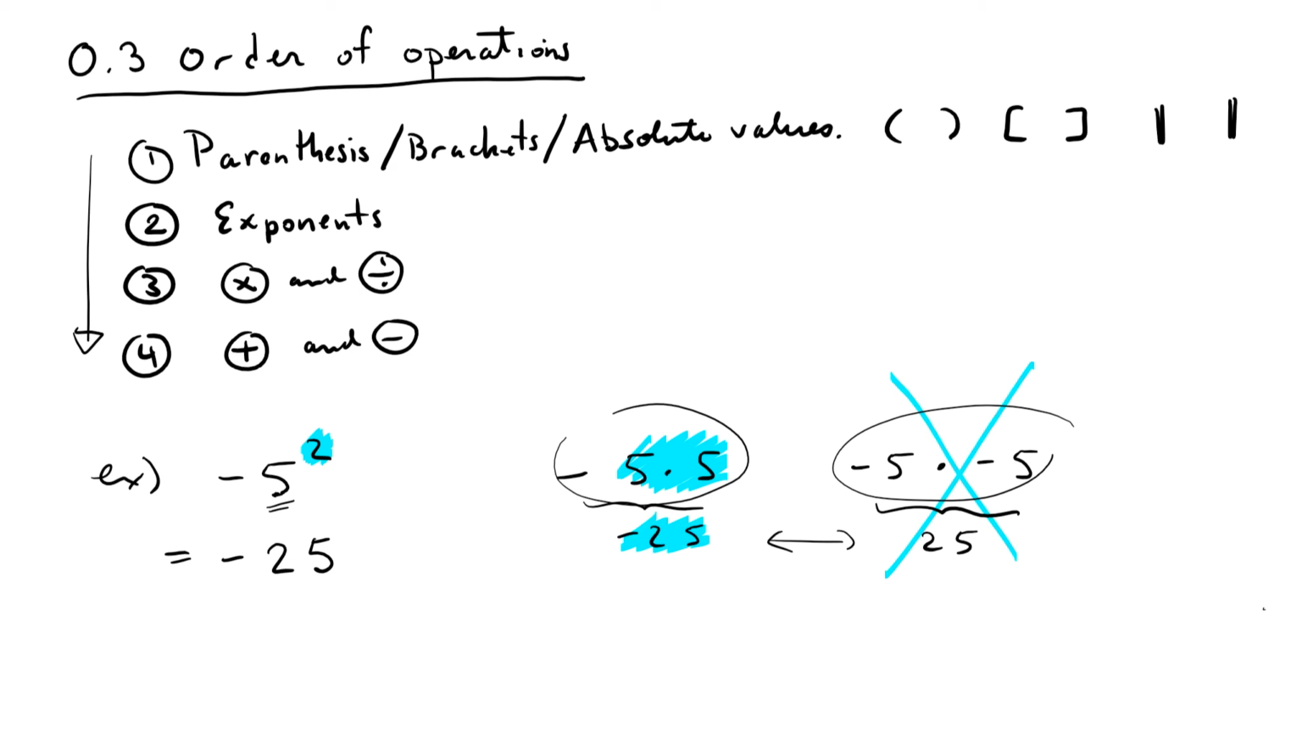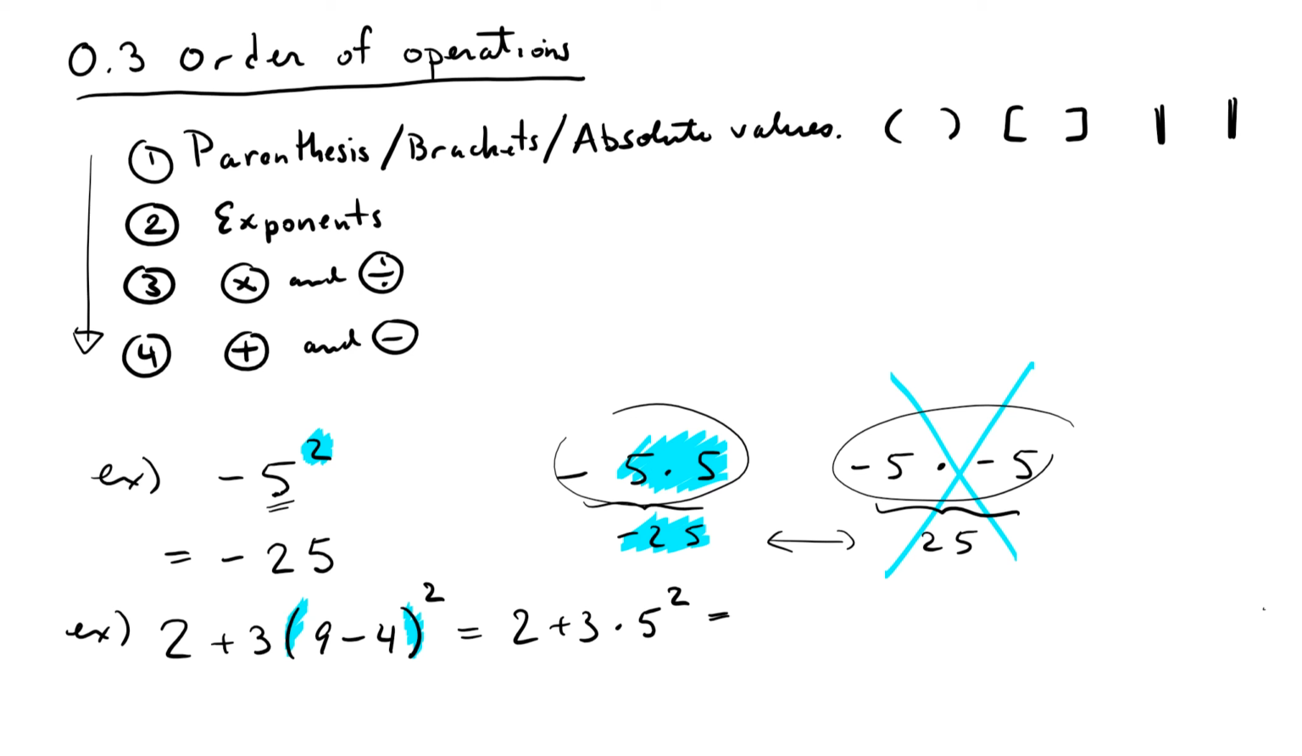Okay, let's do another one. If I have 2 plus 3 times 9 minus 4 squared. Let's go down the list. Number 1, parentheses, brackets. Yes, I have some, right there. So I'm going to evaluate what's inside of this first. Well, 9 minus 4, that's 5, and it's squared. Parentheses, I don't have any anymore.